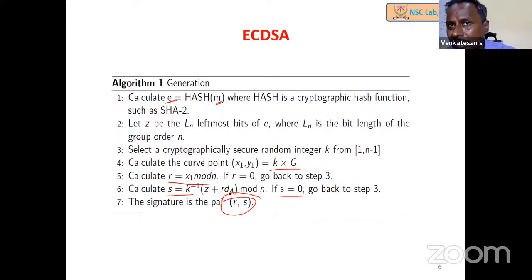You remember in the previous session, in segregated witness, we discussed two parameters, R and S. Even a slide before this we were talking about those two parameters. So these R and S are considered the signature of this particular message. And this dA ensures that I am using my own private key to sign the data.